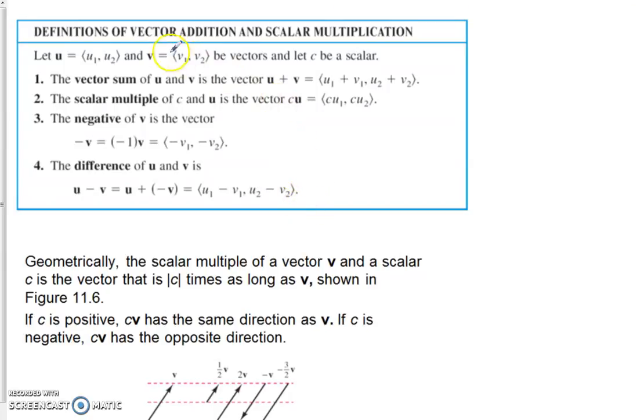Definitions of vector addition and scalar multiplication. I didn't talk about it, but a scalar is simply a number that goes out front. A vector has two components. A scalar is just a number that we're multiplying by it, and you can see that happening here. These are pretty straightforward. I can give you examples, but I think you can work through them pretty quickly.